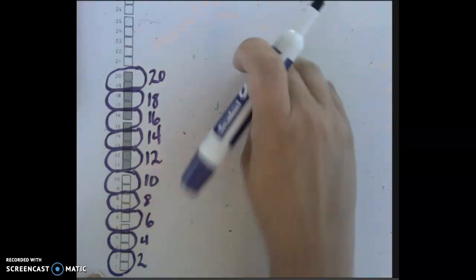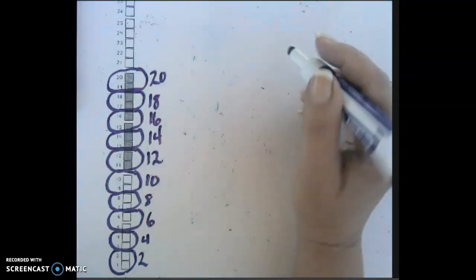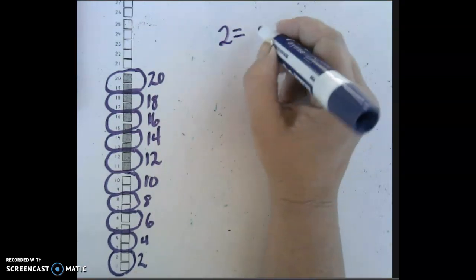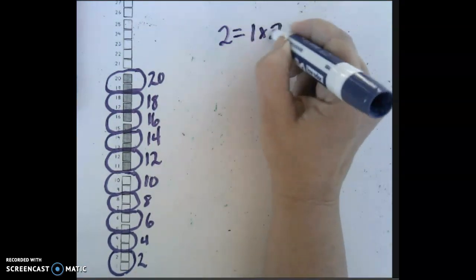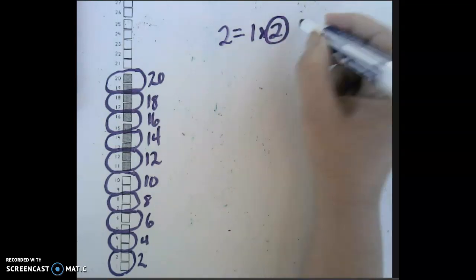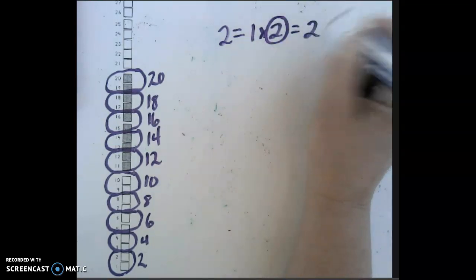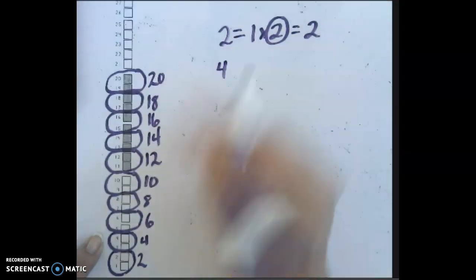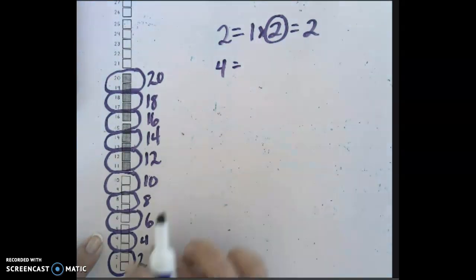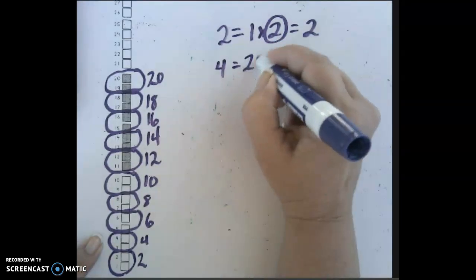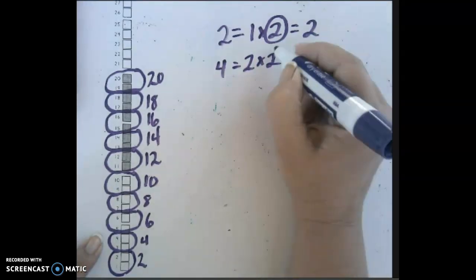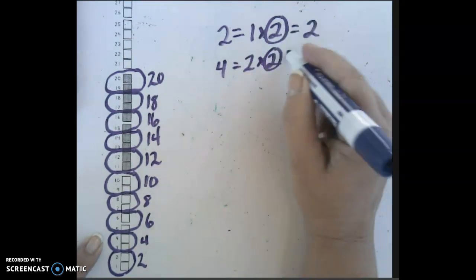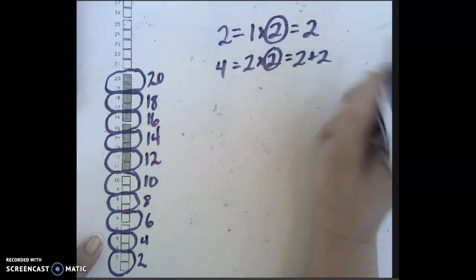In this area right here, we're going to say 2 equals 1 group times 2, and that's our multiplier, so we're going to circle it. 1 group of 2 equals 2. Next, I'm going to say 4. 4 is the same as 2 groups of 2, and 2 groups of 2 is like adding 2 two times. So I'm going to write 2 plus 2 here.